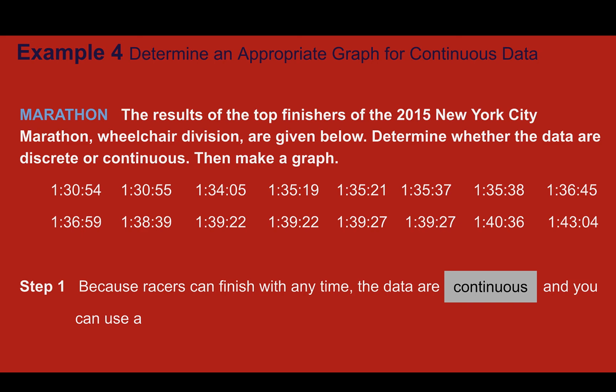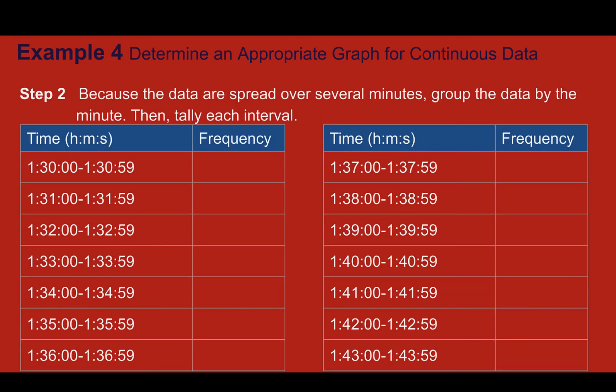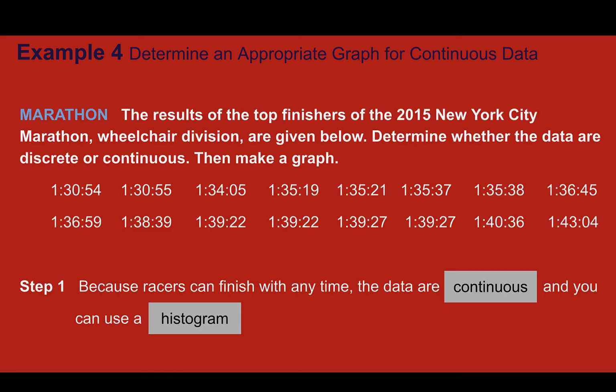So for time-related things, we're going to use a histogram. There are other instances, but time is the most common for a histogram. Next, our data was spread out over several minutes. If we look, they were nice enough to put it in order for us, but it starts at 1 hour and 30 minutes, ends at 1 hour 43, and there are seconds labeled after.